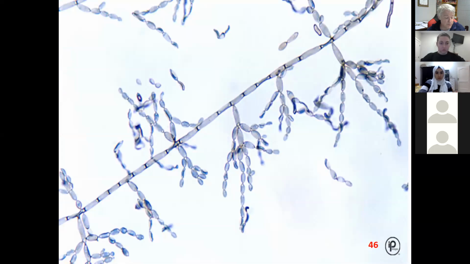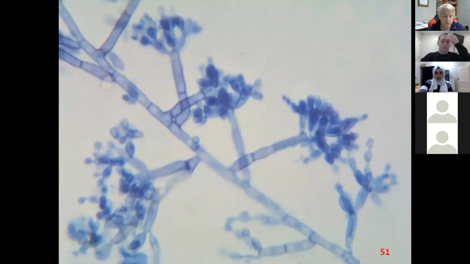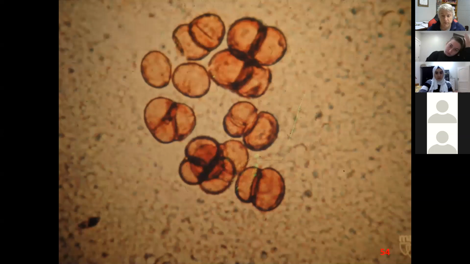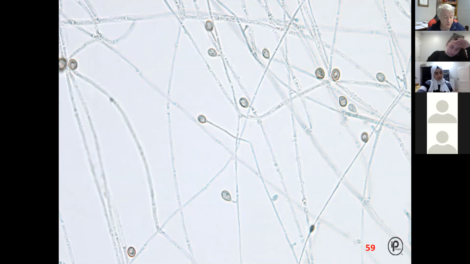46, Cladophialophora. 49, Phialophora verrucosa. 51, Fonsecaea pedrosoi. 54, sclerotic bodies. 58, Nocardia asteroides. 59, Pseudallescheria, Scedosporium apiospermum.